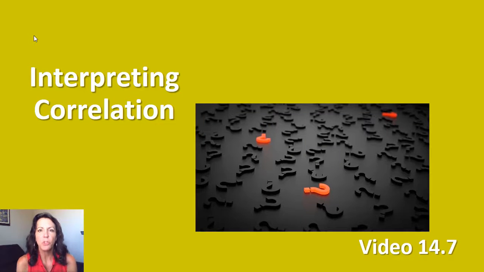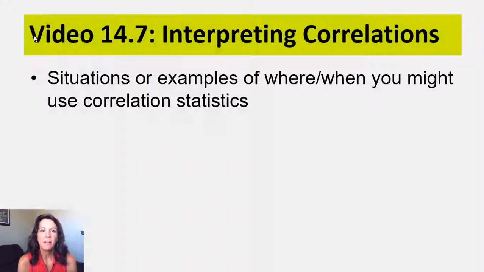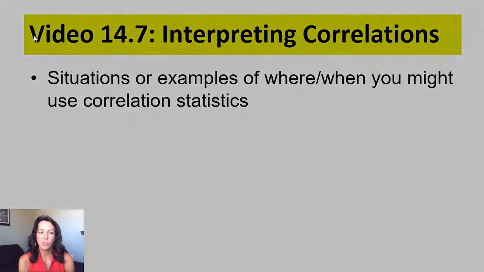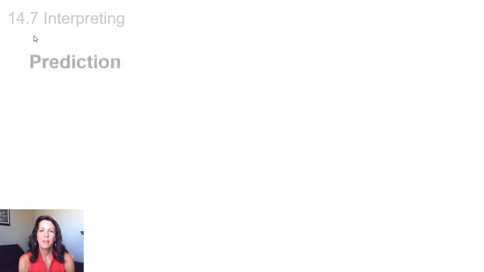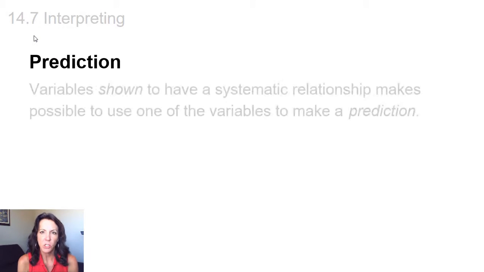Talk about how to interpret correlations. I'm going to speak with you about situations or examples where you might actually use correlational statistics. The first example is in prediction.